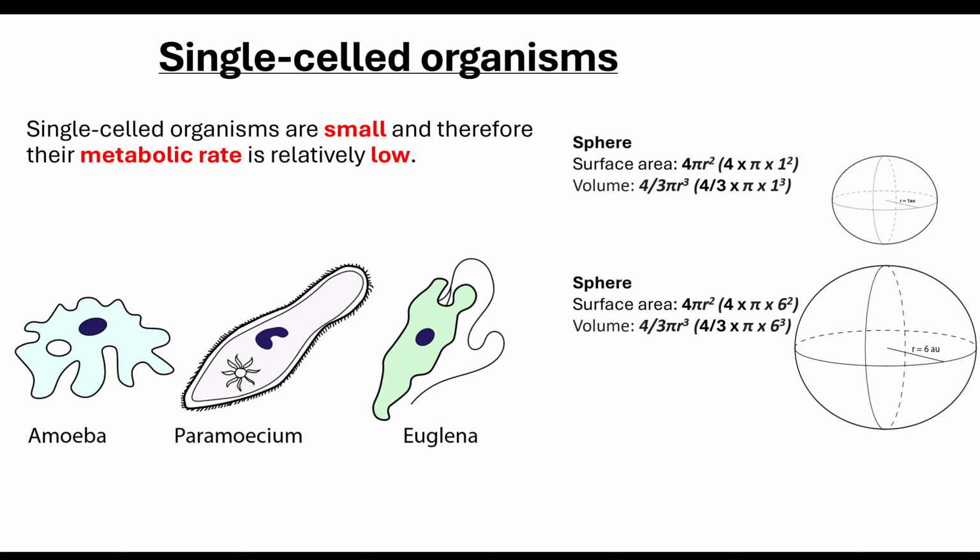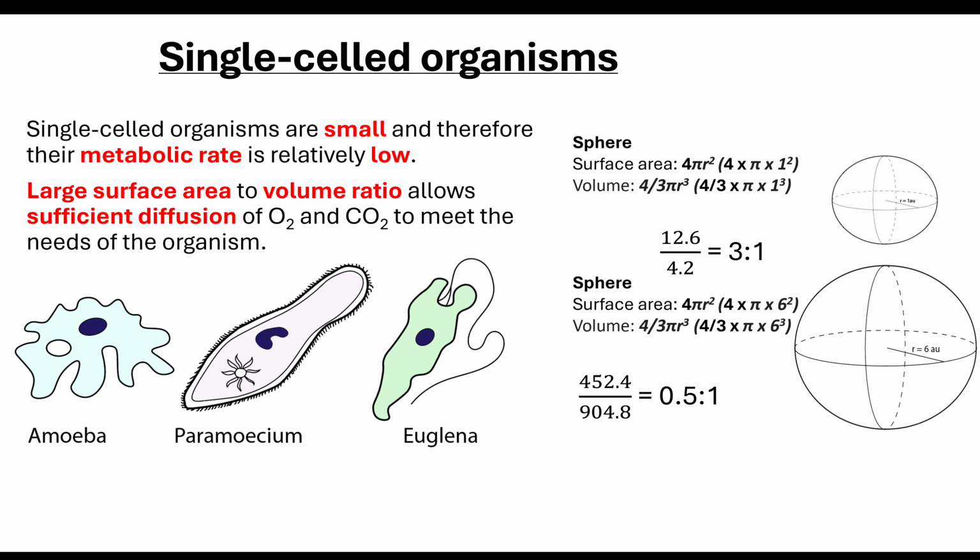So if I have a cell which is measuring 1 arbitrary unit in its radius, and I have another cell which is measuring 6 arbitrary units in its radius, if I substitute those numbers into my equations, I can work out my surface area to volume ratio. So my surface area to volume ratio is 3:1 for my small sphere, or 0.5:1 for my larger sphere. So my small cell compared to my larger cell.